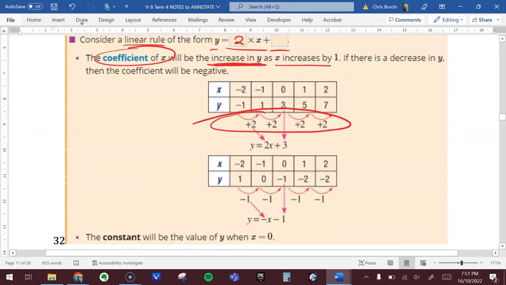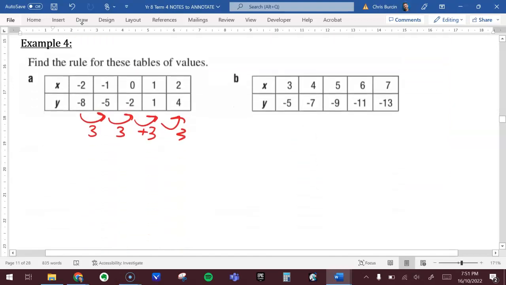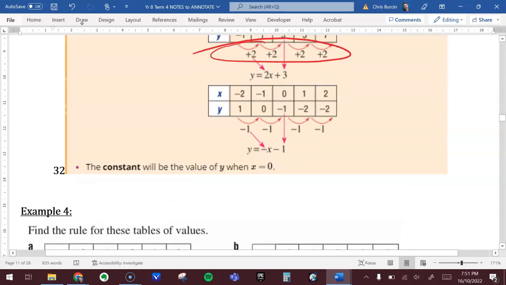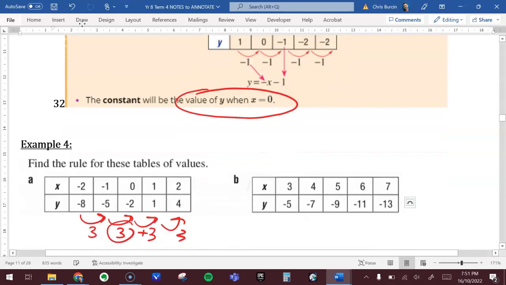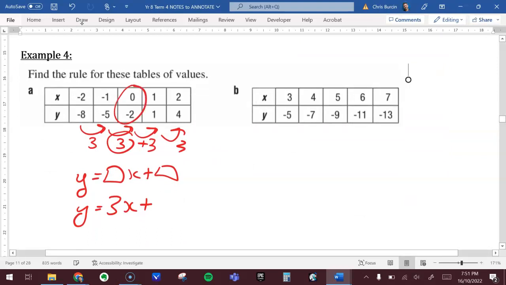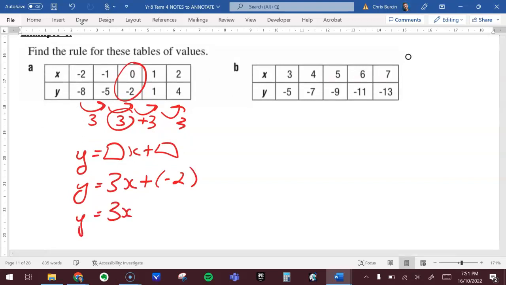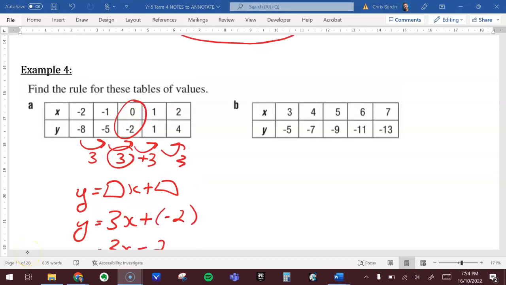So we're finding that y equals our coefficient of x, which is 3, and we don't know what the constant is yet. 3x plus mystery. Well, mystery no more, because we know the constant will be the value of y when x is 0. Looking on our chart here, when x is 0, y is -2. To make real sense out of that, we put 3x minus 2, and then we have a rule for that table.